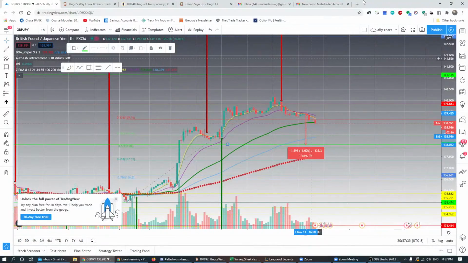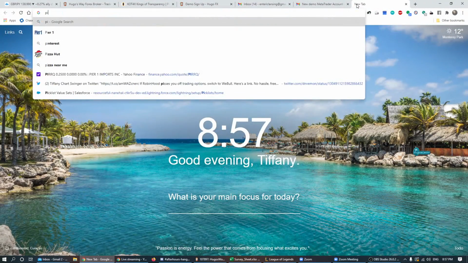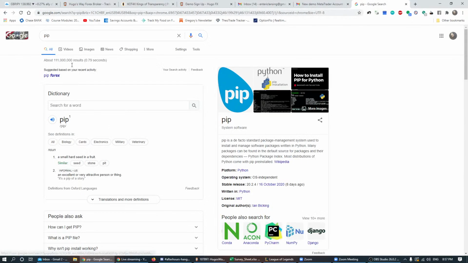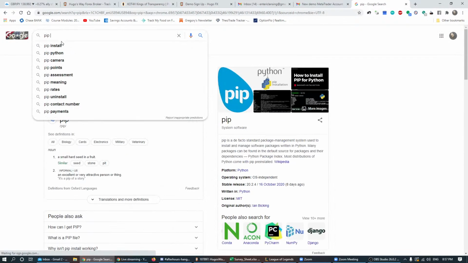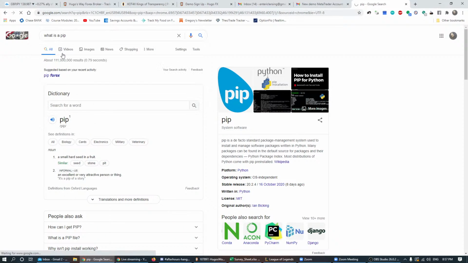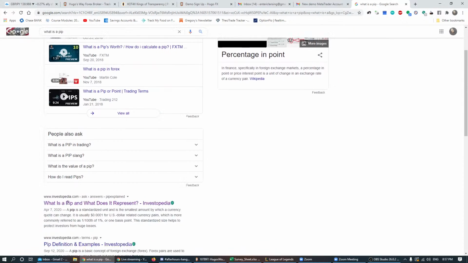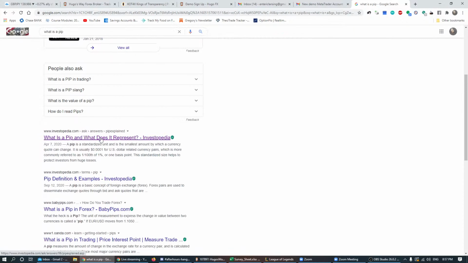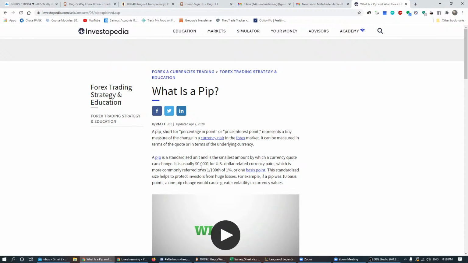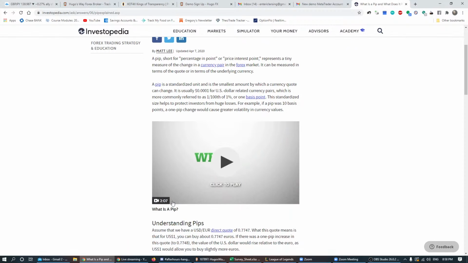So a pip is basically a percentage. If you look on Google, what is a pip? You have a lot of these videos out there, and Investopedia talks about it. A pip usually refers to a percentage, or 1% of the basis point. So if a pip is 10 basis points, a 1 pip change will cause volatility in currency values.